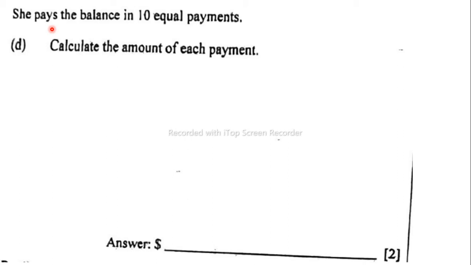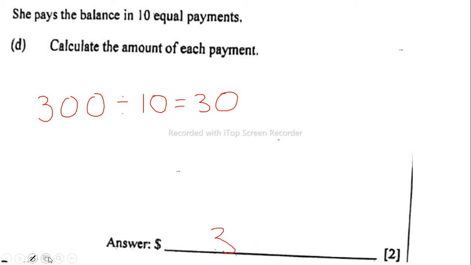Okay, then we'll see. Alright, so she pays the balance in 10 equal payments. So calculate the amount of each payment. I think Lionel mentioned something. So it's gonna be $300 divided by 10, which is 30. Very good, Lionel. Honestly, that's simple. I like that. No, it actually is simple. Very good. Go to the front of the class. Very good, Lionel.